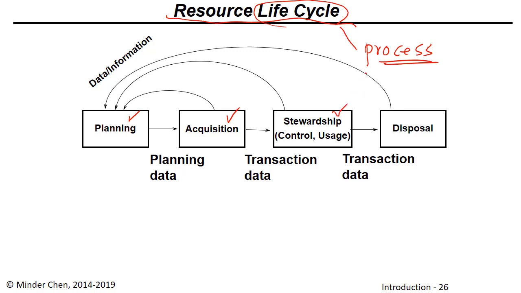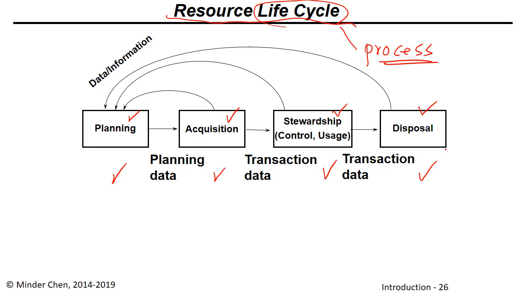And then stewardship is really about control. Once we have the resource, we need to monitor and control its usage. And eventually, some resource may no longer be needed. Then we need to figure out a way to get rid of it. That's disposal. Okay, so we start from planning the kind of resource we have, try to acquire it, and then monitor and control the use of the resource, and eventually remove the resource when it's no longer needed.